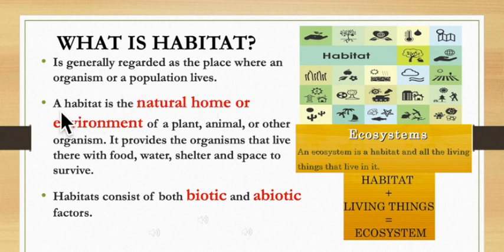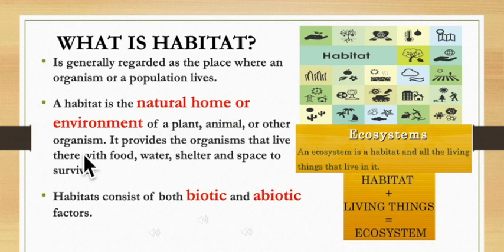lives. Population means the same species. For example, what is your habitat? Where do humans live? Yes, obviously, houses. Our homes are our habitats. And what is the habitat of trees? Yes, forests and the outside environment. So, a habitat is the natural home or environment of a plant, animal, or other organism.